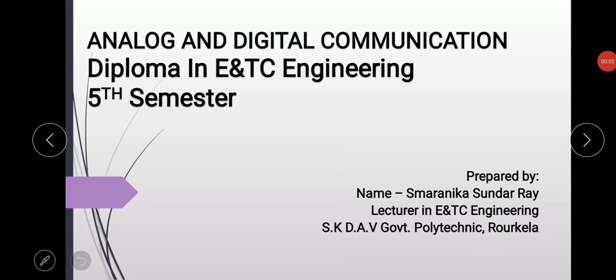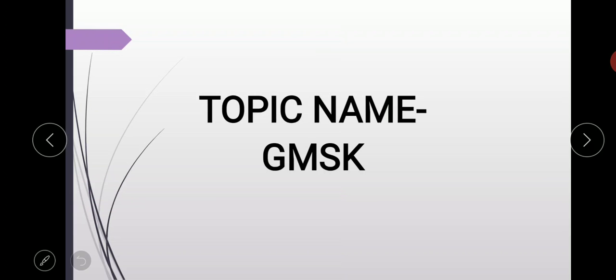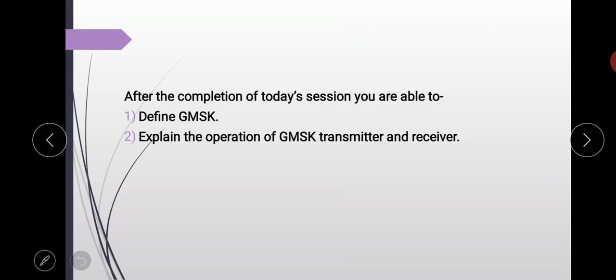Good morning, student. Today we are going to learn about GMSK, which means Gaussian minimum shift keying. After the completion of today's session, you will be able to define GMSK and explain the operation of the GMSK transmitter and receiver.